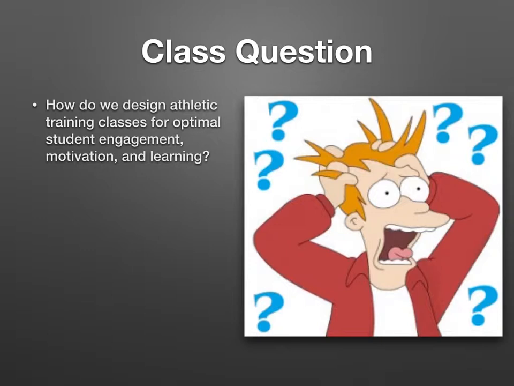If you have your syllabus, you'll see that on the first page I have some information about the big questions for our class. I have a lot more questions listed in the syllabus than I have here on this slide, but this is the primary question, and all other questions in the syllabus are driven to answer this main question. So the main question for our class is, how do we design athletic training classes for optimal student engagement, motivation, and learning? That's what I hope we can get to at the end of our 6 weeks together.